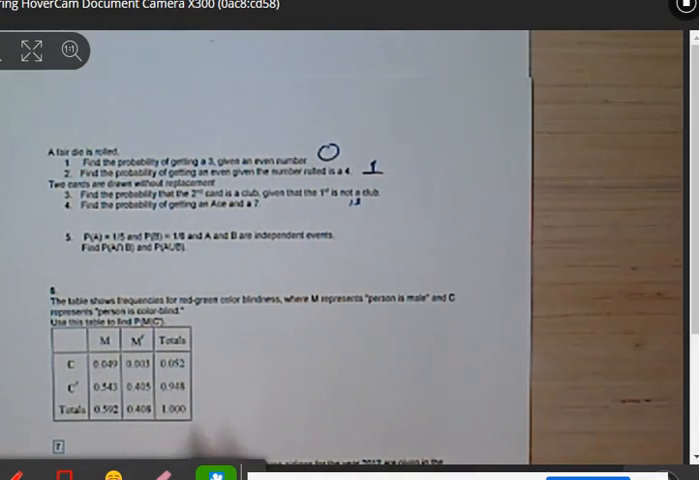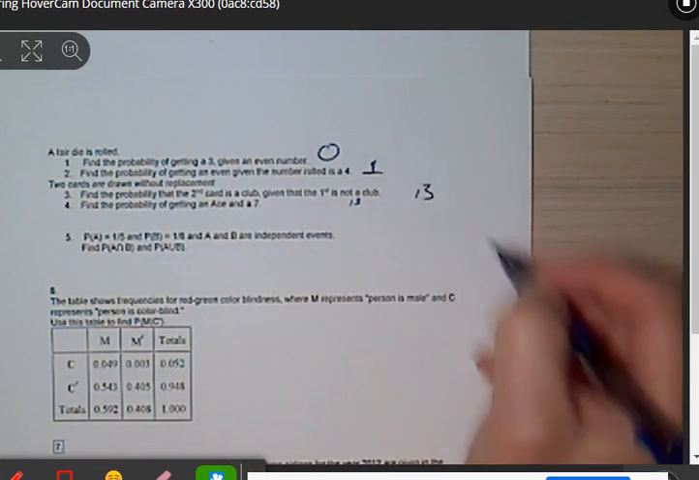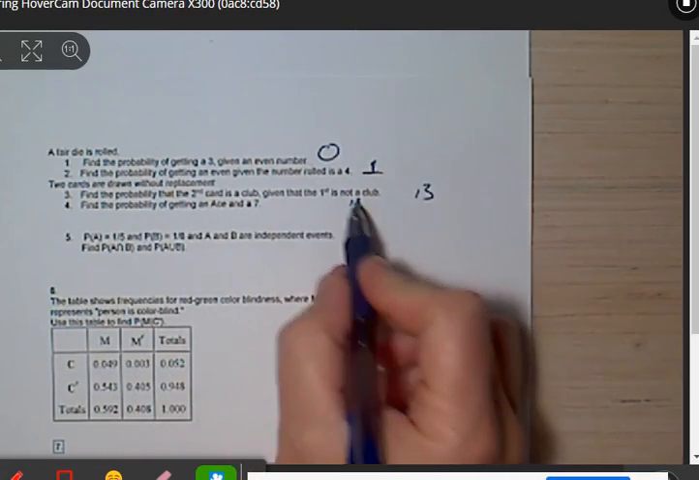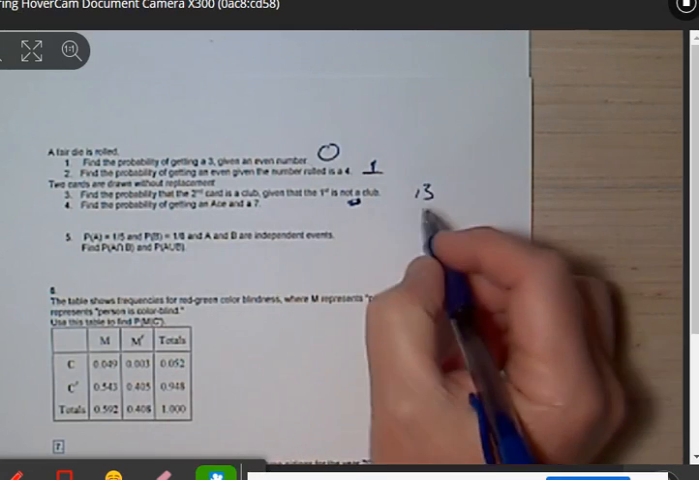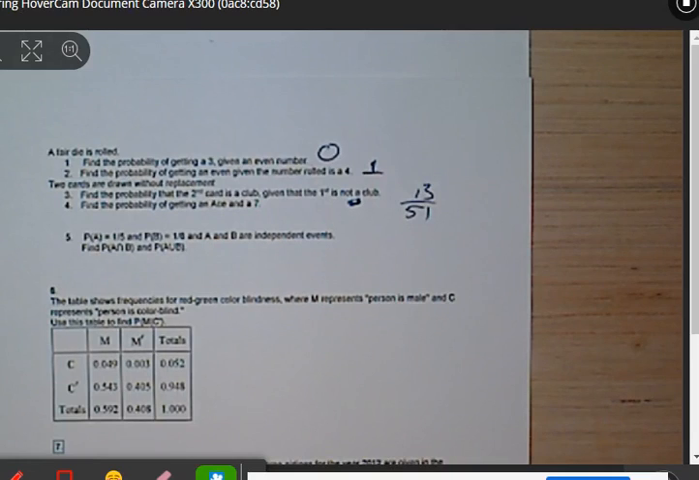Then it says, for the second one, what's the probability that the second card is a club? Well, there's 13 clubs. Once we've taken the first card out, we're no longer at 52, now we're down to 51. So that one would be 13 out of 51.